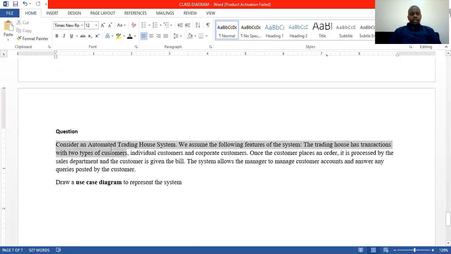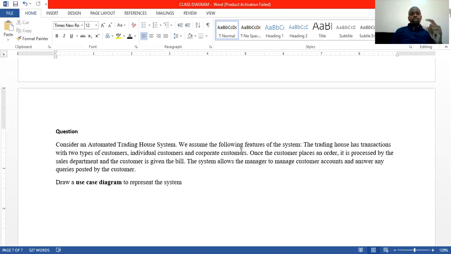So basically, you have an automated trading house system. The trading house has transactions with two types of customers, individual and corporate. So how are you going to treat that? Let me just give you a clue for that. Remember generalization and specialization, where you have account, then you have savings account and current account.